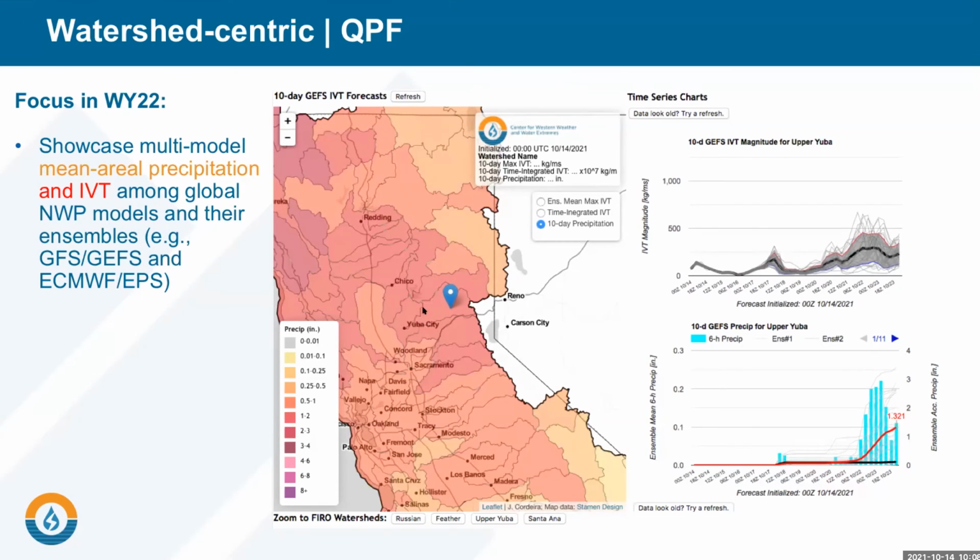So we selected the upper Yuba watershed in the interactive map here. We can bring up the maximum IVT or the precipitation or the time integrated IVT, and you can see the IVT plume diagrams right alongside the QPF diagrams. So this sort of goes back to the conversation that we were having earlier this morning.